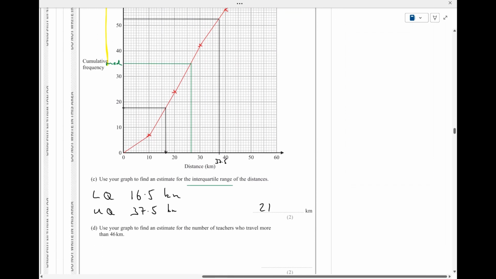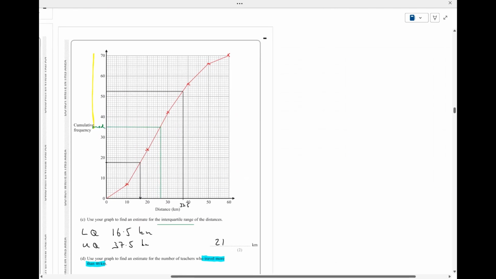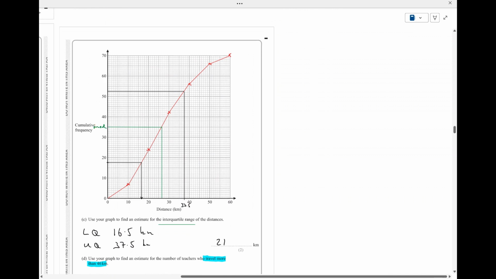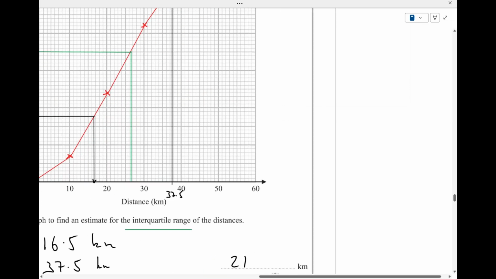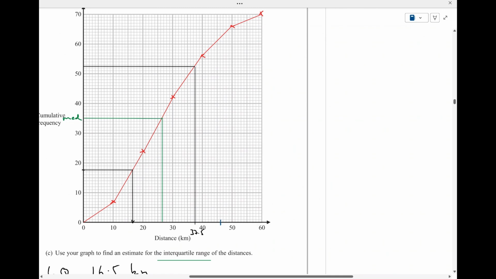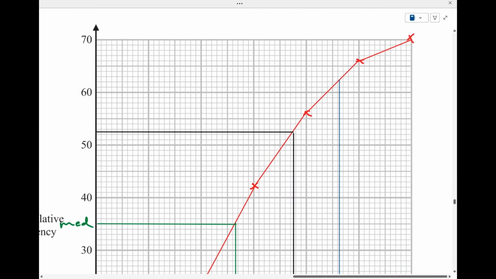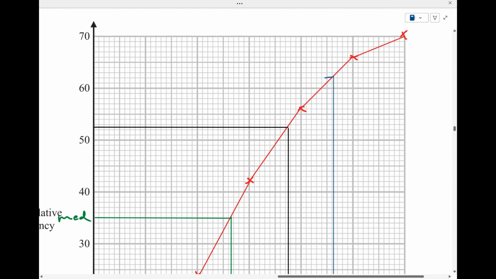Use your graph to find an estimate for the number of teachers who travel more than 46 kilometers. More than 46 kilometers, so let's have a look. So here's my distance, and here's 46, right? So I can use my graph to find out how many teachers travel 46 or less by zooming up here and then moving across here.